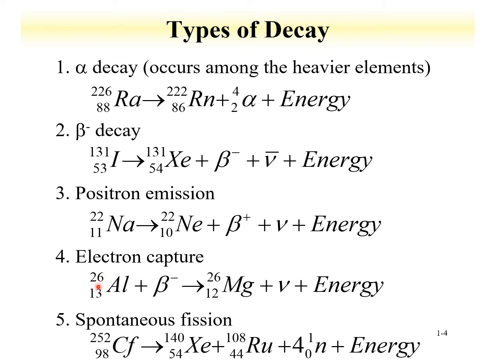Electron capture, where an isotope will capture one of its orbital electrons, it will use that to convert a proton into a neutron, so move down the periodic table, gives off a neutrino and energy. And then a final type of decay is spontaneous fission, where an isotope will spontaneously break into two components. An example here is californium-252 going to an isotope of xenon, an isotope of ruthenium, and then some neutrons, and of course with energy produced.